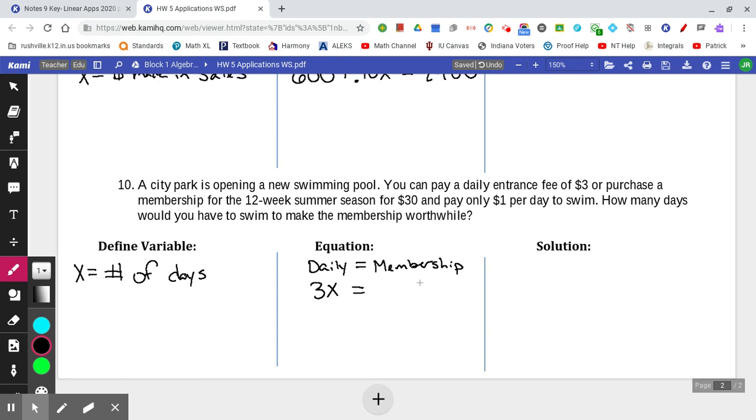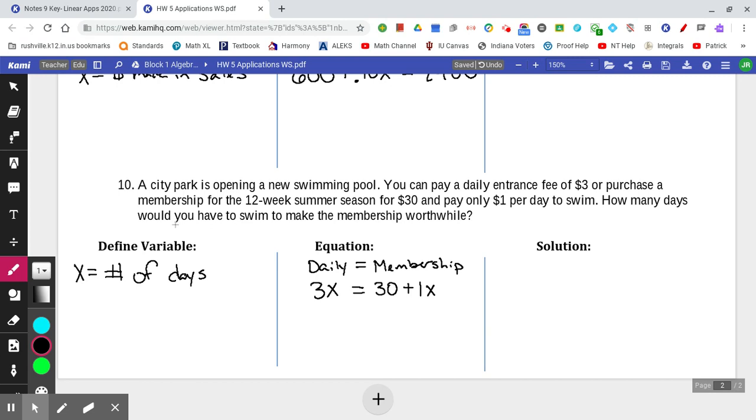Now we need to write a relationship for the membership, how much you pay for the membership. It's a $30 fee, which sounds like a lot, but it lowers the $3 rate to a $1 rate. So you still have to pay $30 plus a daily rate, but now it's only $1 per day that you go. So 3x equals 30 plus 1x. This is going to be the equation that you solve, and this is going to tell you when the values are equal. It doesn't matter if you pay daily or if you pay for the membership, because these values are going to be the same.